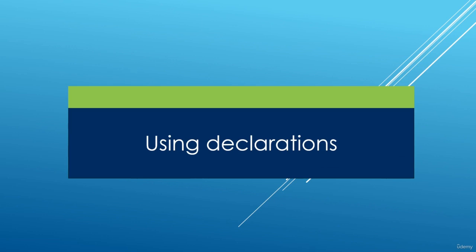In this lecture, we're going to learn about using declarations. This is a facility we have in the C++ programming language to be able to call things that live inside a namespace without explicitly specifying the namespace name. Let's see how this works.